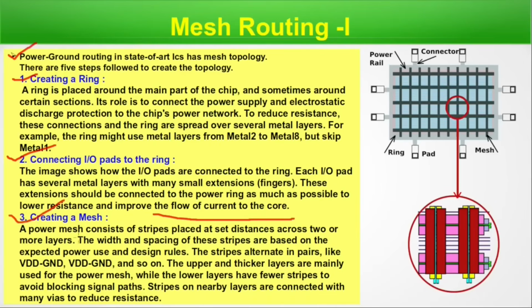Now, creating mesh. A power mesh consists of stripes placed at set distances across 2 or more layers. The width and spacing of these stripes are based on the expected power use and design rules. The stripes alternate in pairs like VDD, ground, and so on. The upper and thicker layers are mainly used for the power mesh, while the lower layers have fewer stripes to avoid blocking signal paths. Stripes on nearby layers are connected with many vias to reduce resistance. How this mesh structure is done is described in these steps. So first is create a ring, then connect IO pads to the ring, and then create a mesh.